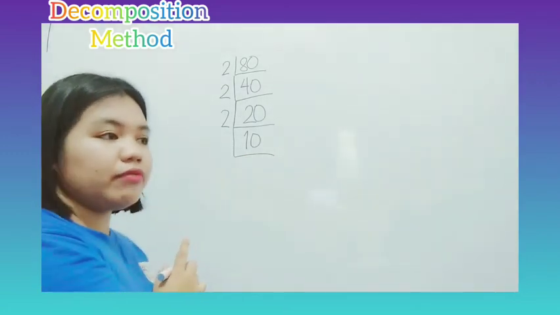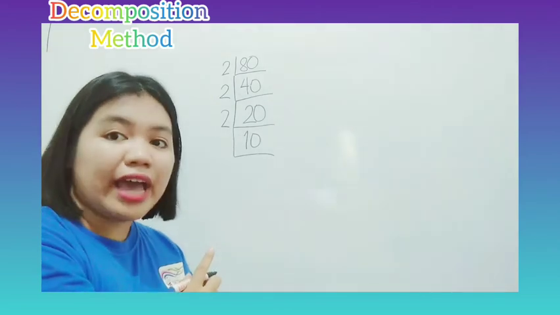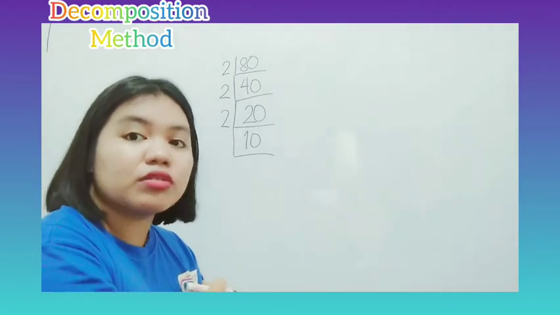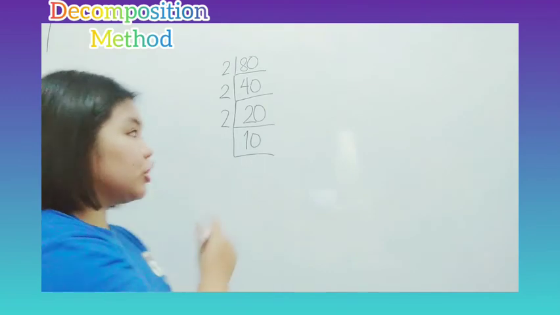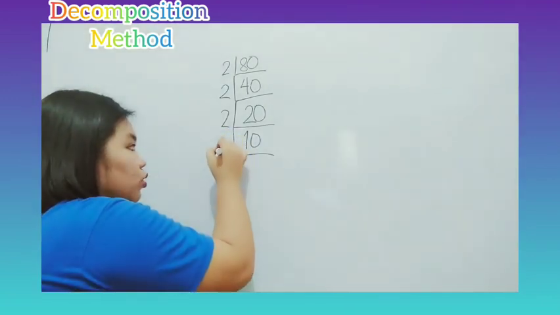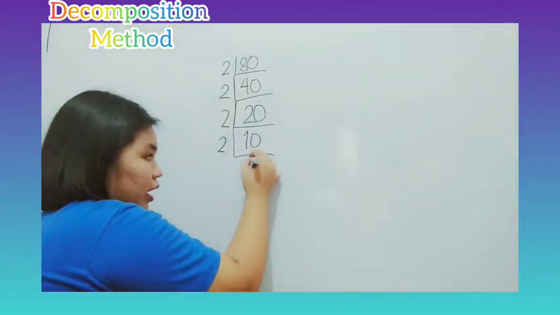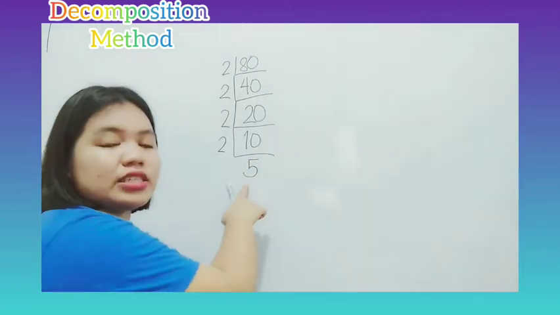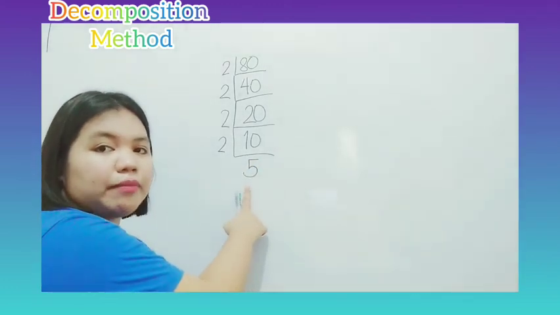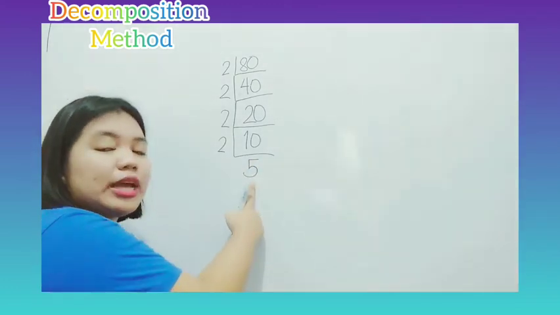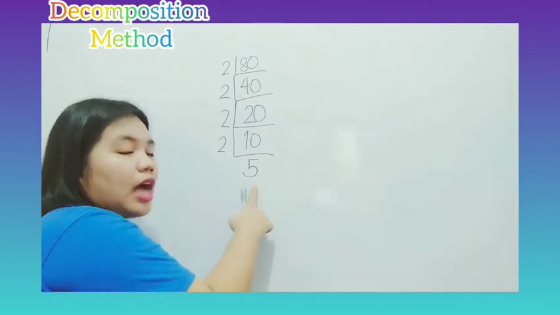Now, 10 can be divided by 2 and 5. But we are talking about the smallest prime number. So, the smallest prime number is 2. 10 divided by 2 is 5. Now, our last quotient is 5. Now, remember, 5 is already a prime number, so we will stop there.